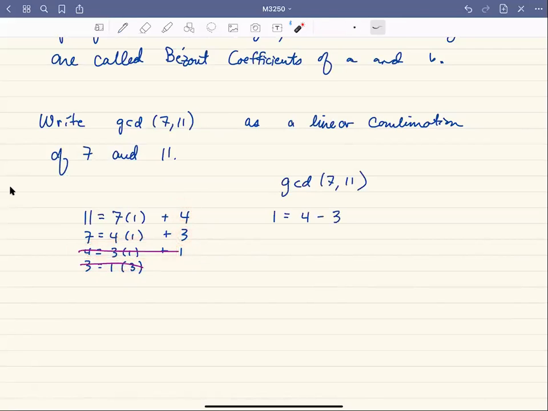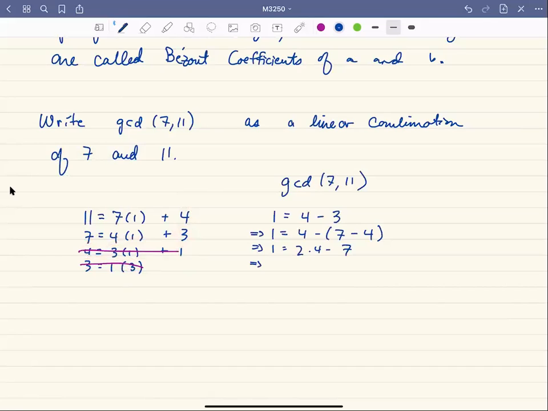So the next thing that we're going to do is replace 3 with, well, if we solve this equation for 3, we will get 7 minus 4. So 3 we can think of as 7 minus 4. And now the trick is that we want to write 1 as a linear combination of our dividend and our divisor, 7 and 4. So if we distribute this, we're going to get 2 4s and 1 7. And of course, 2 times 4 is 8, minus 7 is 1, so that all checks out. So this is writing 1 as a linear combination of 4 and 7.